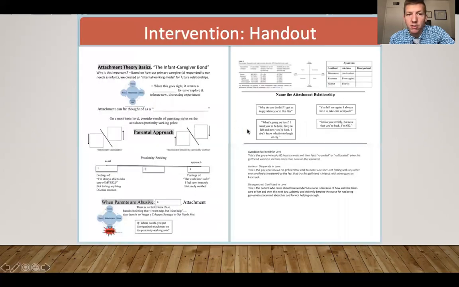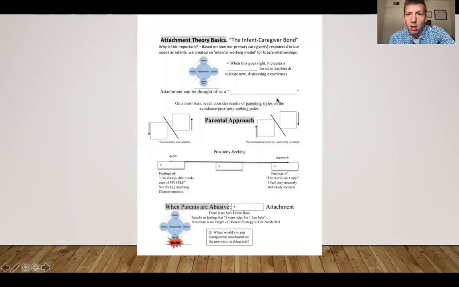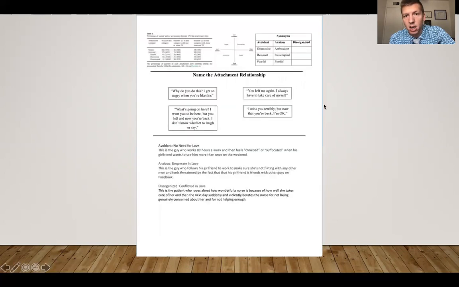So this is the intervention handout. I won't go through this in depth, but essentially we did a little bit of fill in the blank about what attachment theory is, and then the 4 basic types of attachment, which would be avoidant, secure, anxious, and disorganized. And some of the synonyms that are commonly thrown out, which are confusing, like avoidant versus dismissive or anxious versus preoccupied, and some case examples.